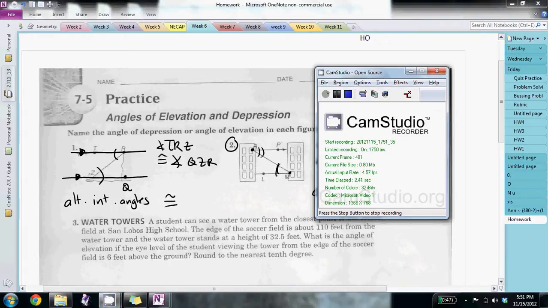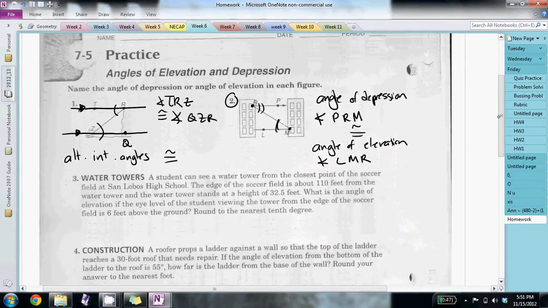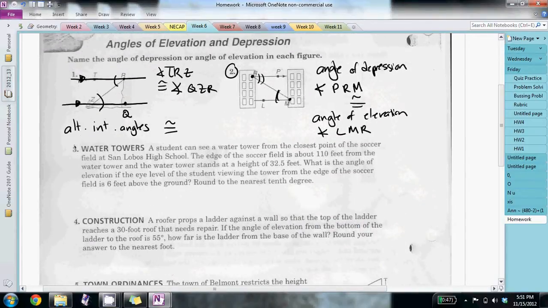So problem 3, you have to draw a picture to describe the situation first. Number 3, the student can see a water tower from the closest point of the soccer field at San Lobos High School. The edge of the soccer field is about 110 feet from the water tower, and the water tower stands at a height of 32.5 feet. What is the angle of elevation if the eye level of the student viewing the tower from the edge of the soccer field is 6 feet above the ground, round to the nearest tenth of a degree?